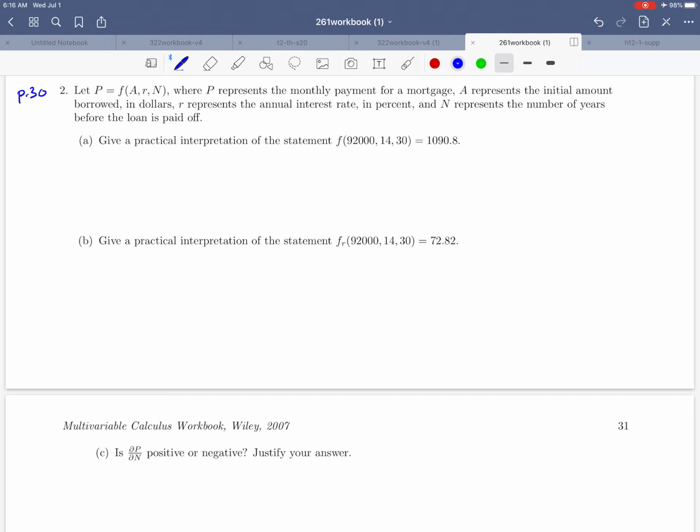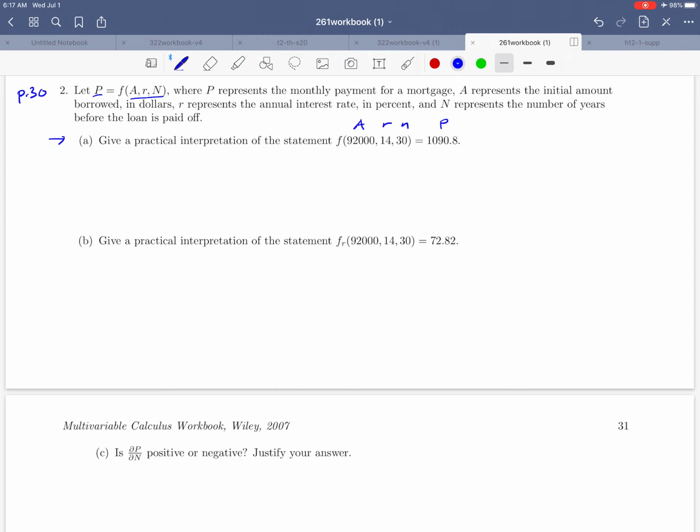They'd like us to start off by giving an interpretation of the statement f of 92,000, 14, and 30 equals 1098. Before we write this interpretation, let's match up the numbers to the variables. The input variables are A, R, and N, which means those 3 input values have to match those variables, and the output is P, our monthly payment.